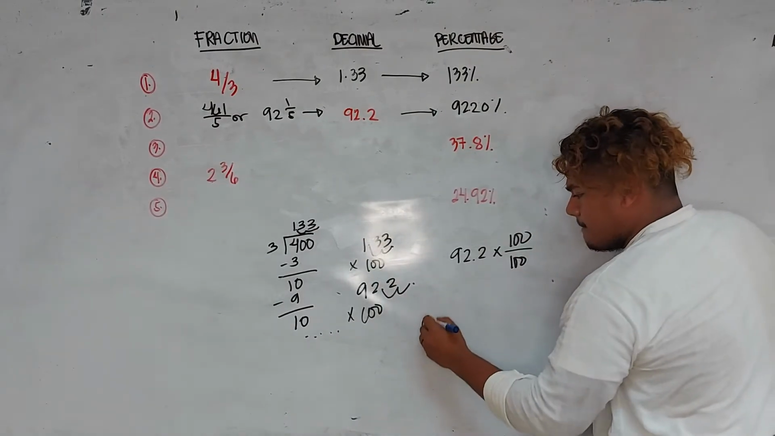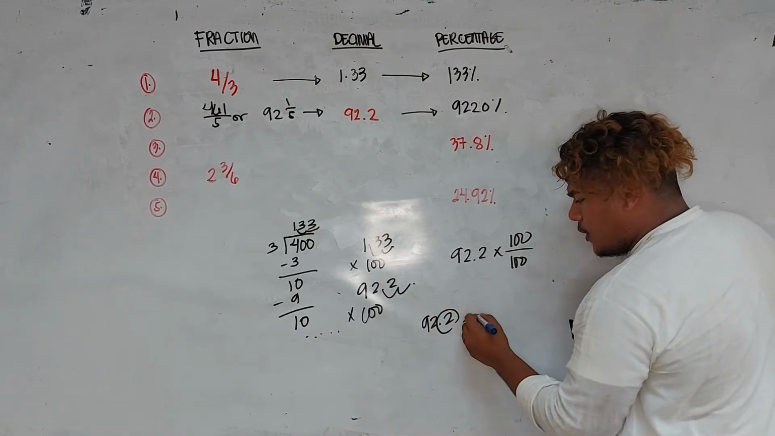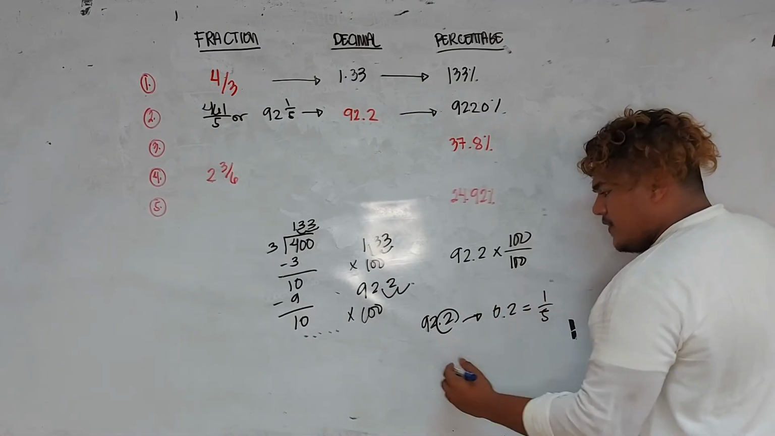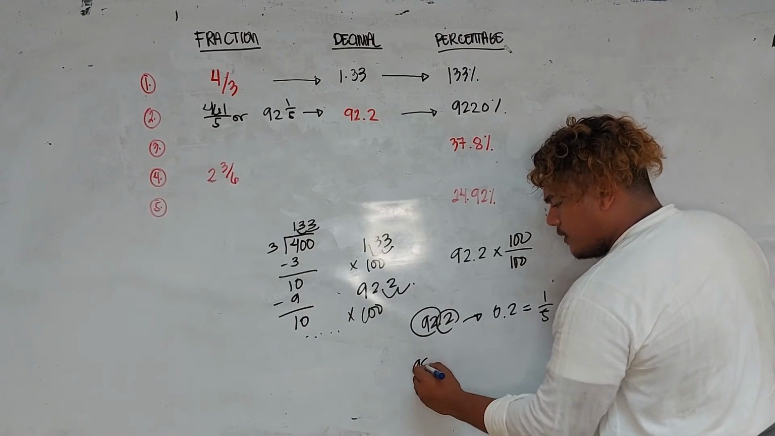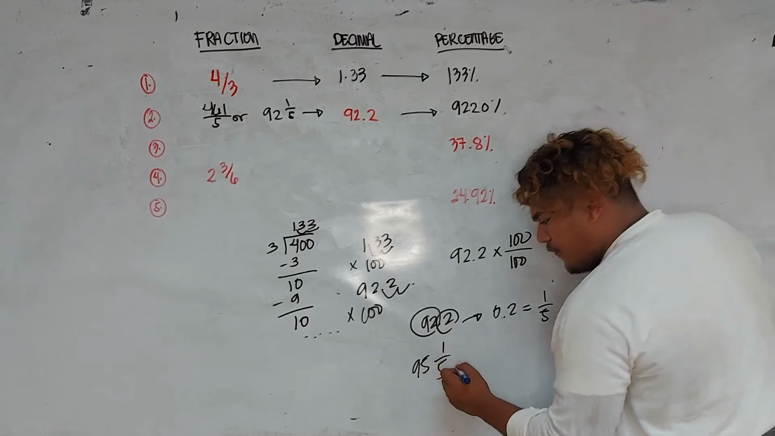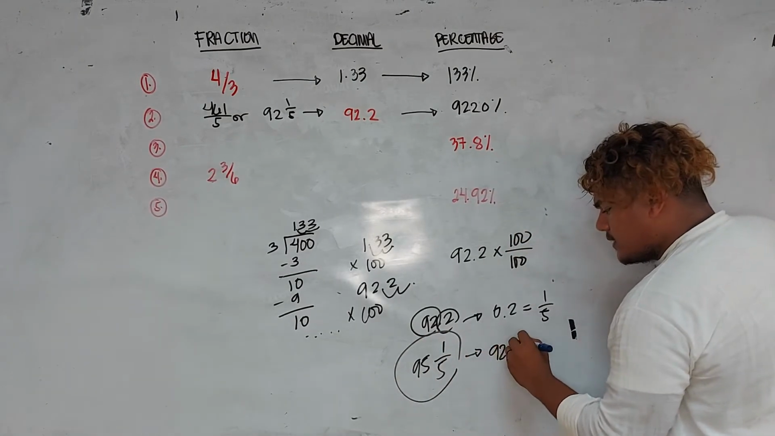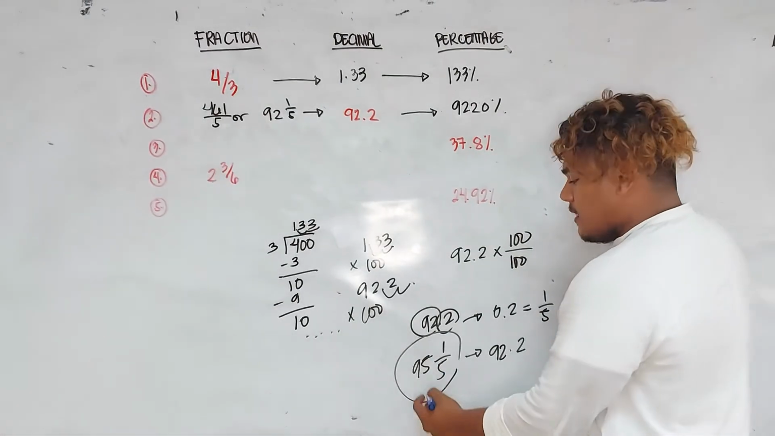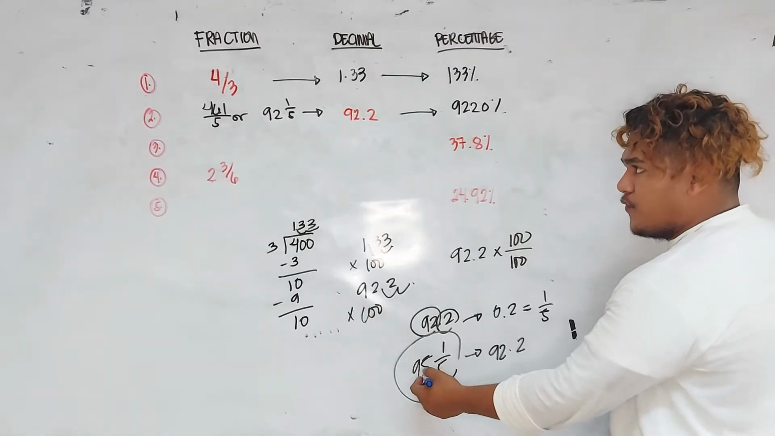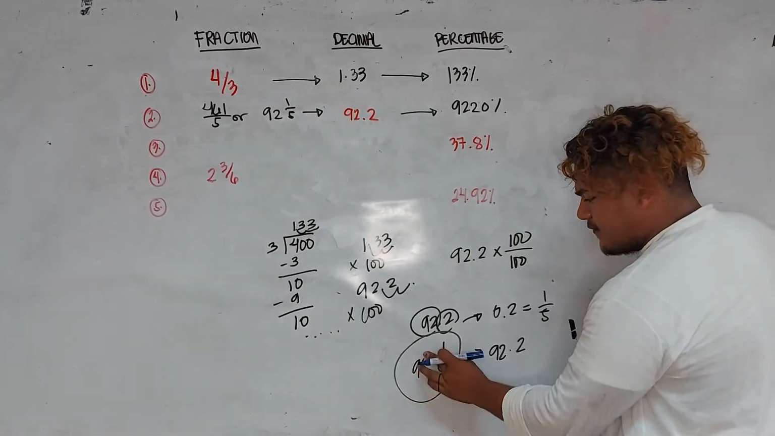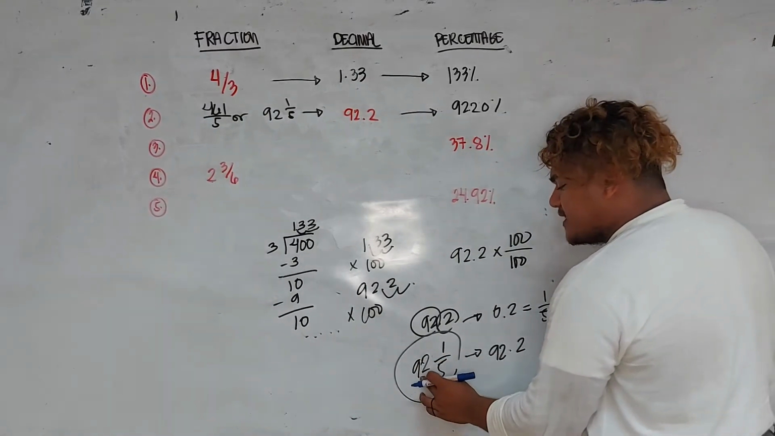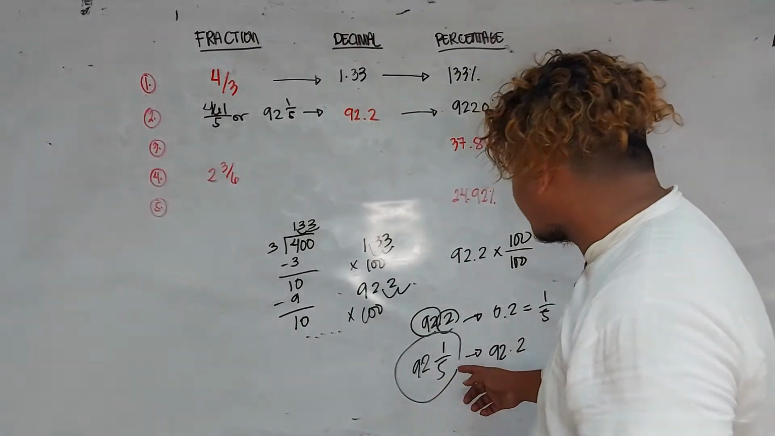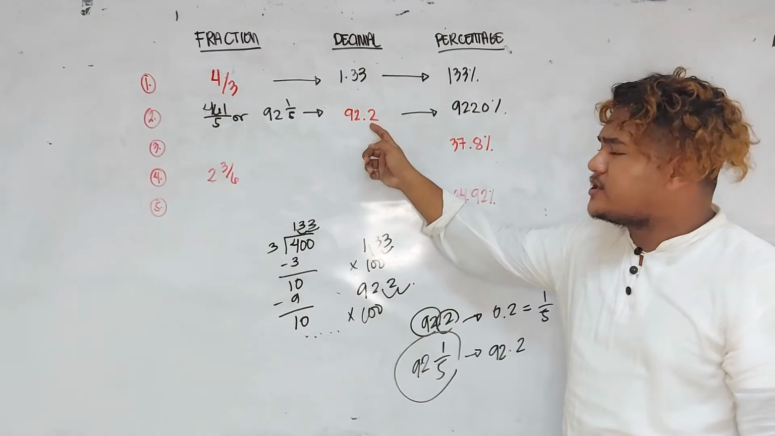92.2, your 0.2 here is already equivalent to, what is 0.2? That is equivalent to 1 over 5. Therefore, this 92, that is a whole number, plus 1 over 5, that is the fractional equivalence of 92.2. But if you want a clearer fractional equivalence with no whole numbers, then you convert this into its improper form. The improper form of, I'm so sorry, not 95, 92 and 1/5 is equal to 461 over 5. So that is how you get the fractional equivalence of 92.2.